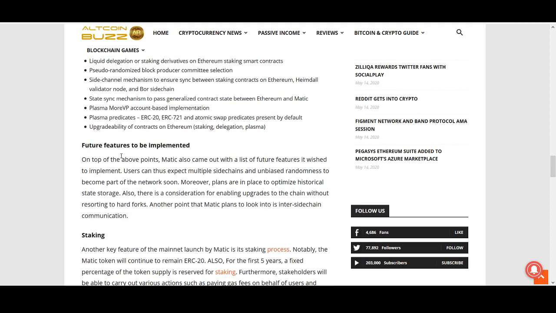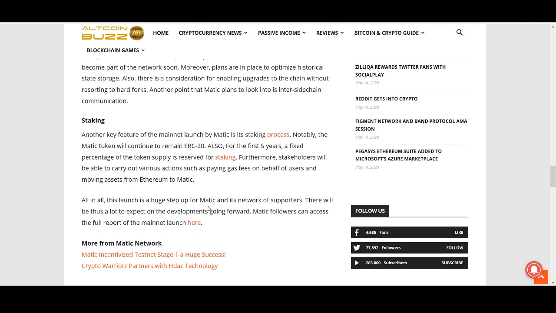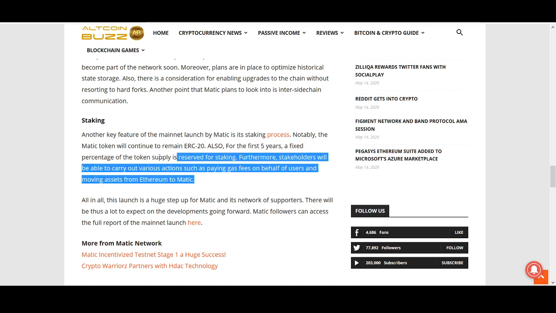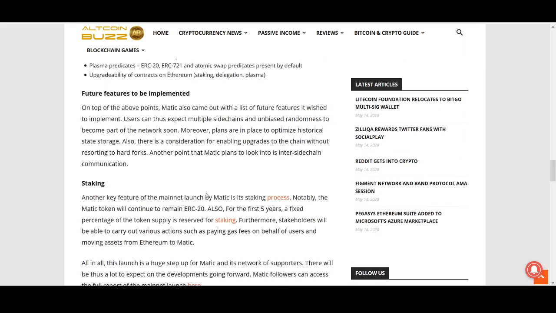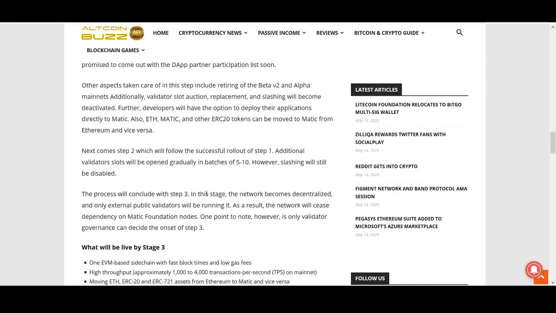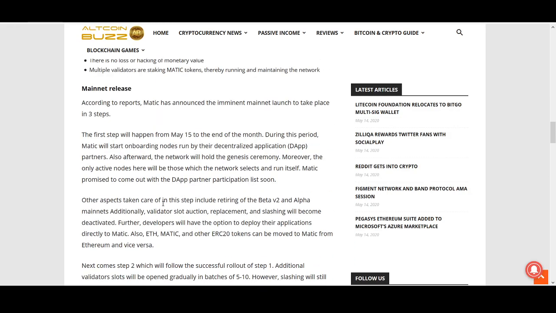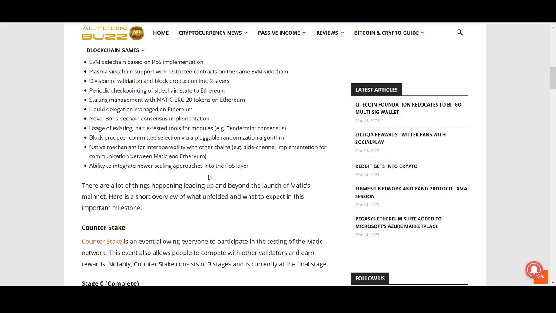So future features to be implemented, and if you're staking Matic as well, I personally don't, because we don't really know what's going to happen in 5 years time, so I'm not staking. But this staking is good because it takes supply away from the market, so people probably can't sell their Matic, so that's probably good for the price going up in the short term. So that's a very brief introduction.